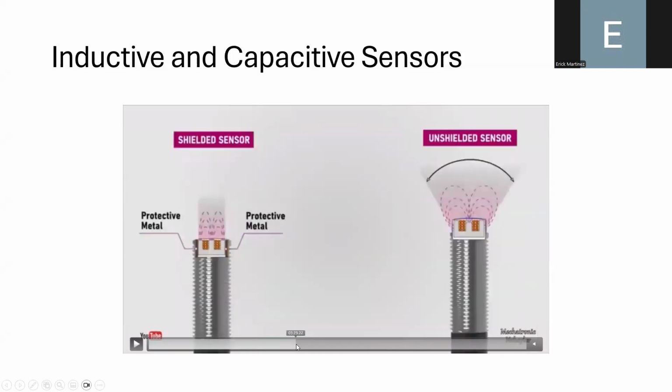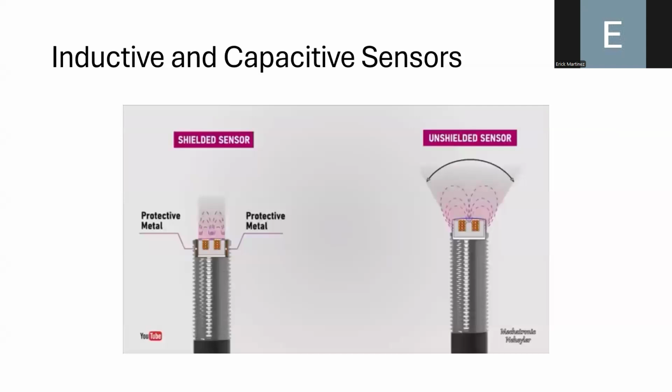This is clearly explained by the following diagram, where you can see that if you have a shielded sensor, the range in which the vision of the sensor is more concentrated in the shielded version compared to the unshielded sensor, where you have a greater scope for detecting the object.